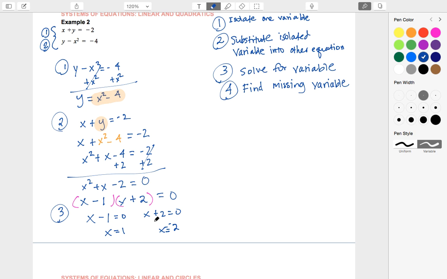In this case, we're going to find the y variable. And we can select either equation to do this. Let's see, I'm going to use this second one, but in this form. Essentially, I'm going to use this y minus x squared equals negative 4. Well, we already did this work, and we already isolated y. So I'm going to use this equation for substituting in my x values to find y. So here I'm going to set this up 2 times.